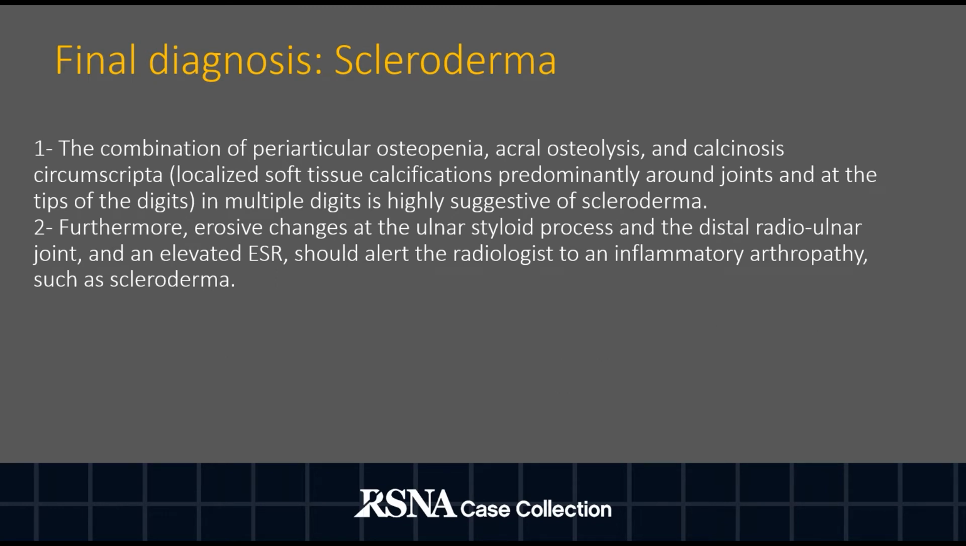The combination of periarticular osteopenia, acral osteolysis, and calcinosis circumscripta, which is localized soft tissue calcifications, predominantly around joints and at the tips of the digits, in multiple digits, is highly suggestive of scleroderma. Furthermore, erosive changes at the ulnar styloid process and at the distal radio-ulnar joint, as well as an elevated ESR, should alert the radiologist to an inflammatory arthropathy such as scleroderma.